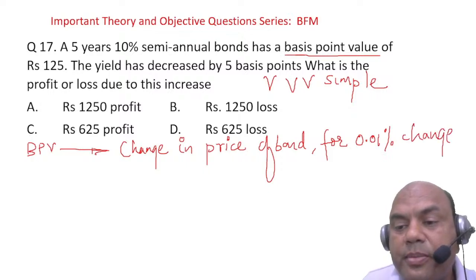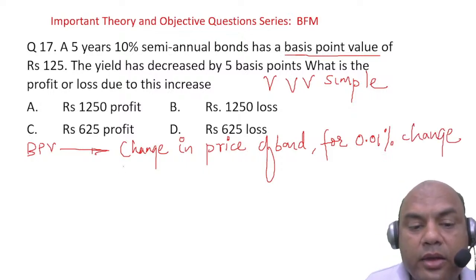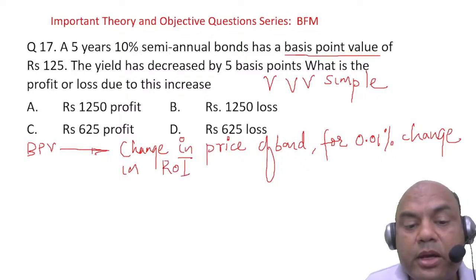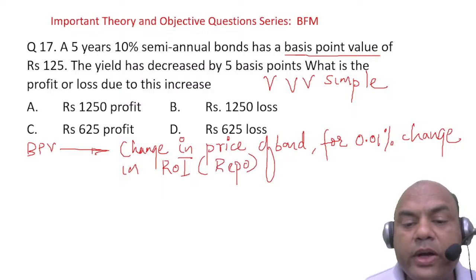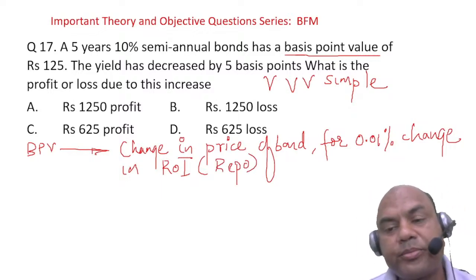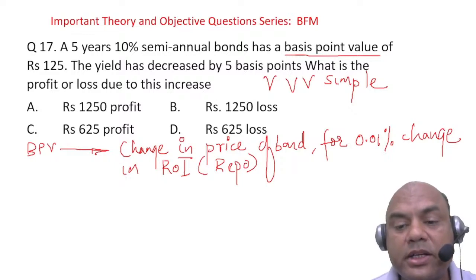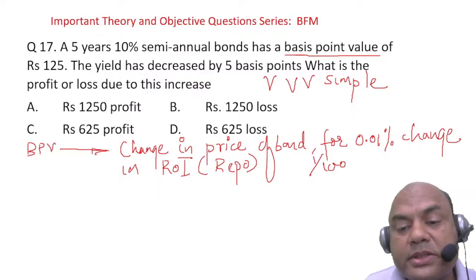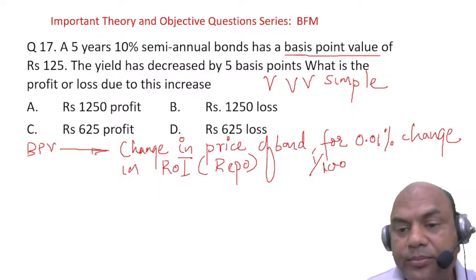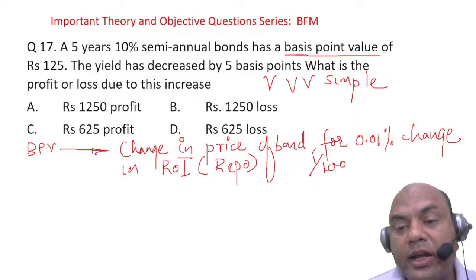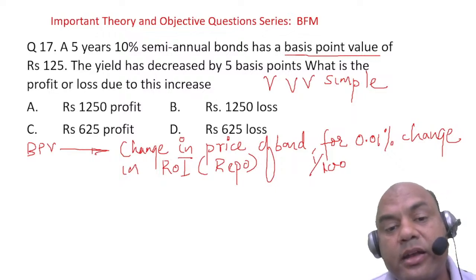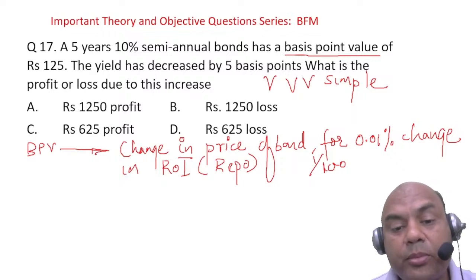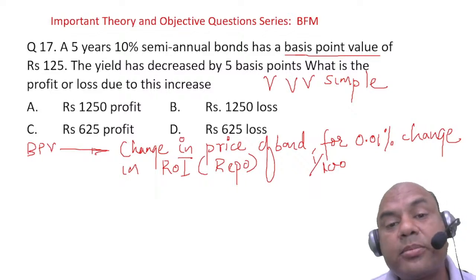ROI means benchmark rate. Benchmark means, let's say, repo. I'll give you a simple example. For 0.01% change in the repo, it's called a basis point, a 100th of a percent. The actual word is 100th, which means you divide 1% into 100 parts. So if that much change in the interest rates or in the repo rate happens, then what is the change in the price of that bond?